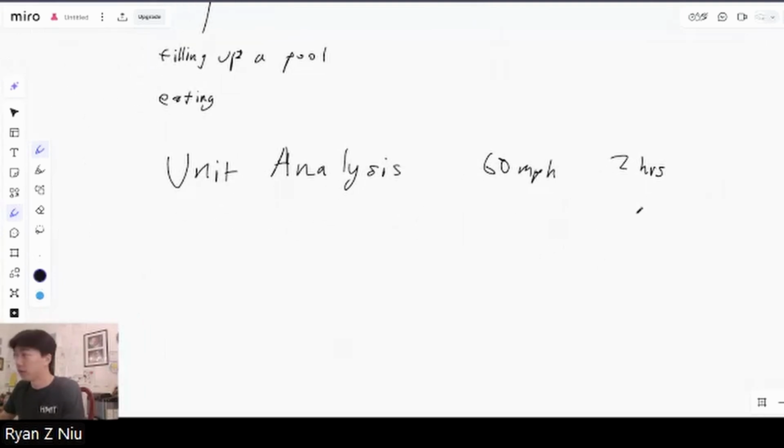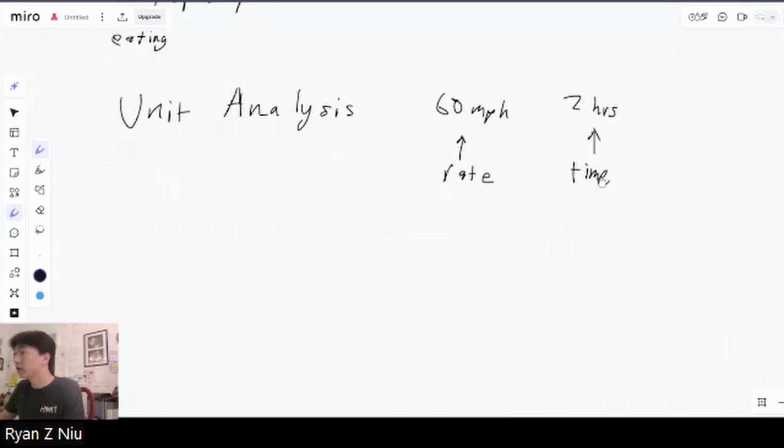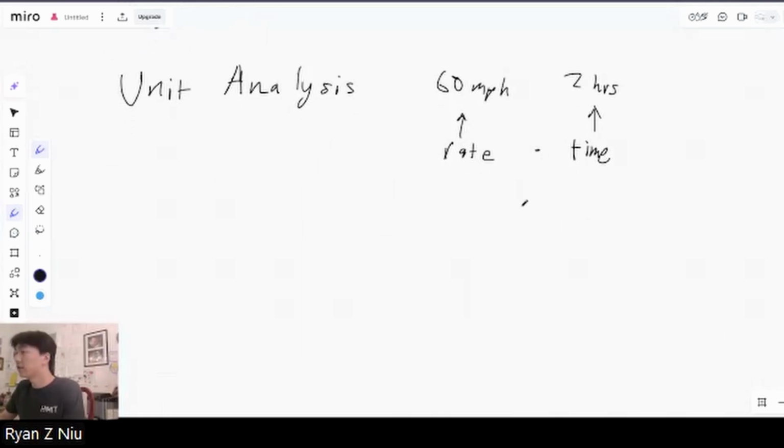So I think it's not too hard to tell, right? Each hour we drive 60 miles. That's the rate. And 2 hours is the total amount of time that we're driving at this rate, right? So we would multiply these to get our total distance. So you'd get 120 miles, right?